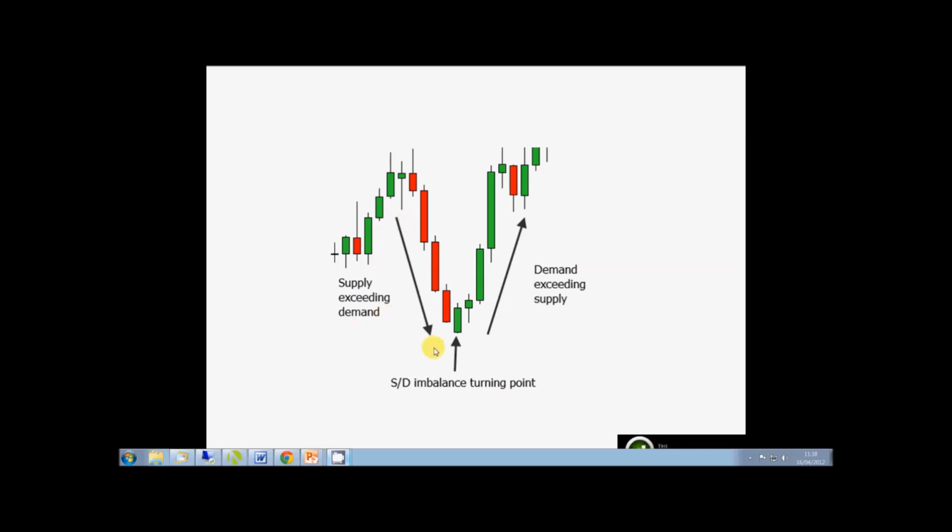As we can see in this example here, we have supply exceeding demand, and then we don't have a period of consolidation on this time frame. We basically have a reversal as demand exceeds supply. So this is the turning point. This is a turning point here. So therefore, on any chart, on any time frame, we can identify both consolidation zones which have resulted in a significant supply-demand imbalance and turning points where a change in the direction of this supply-demand imbalance has occurred.